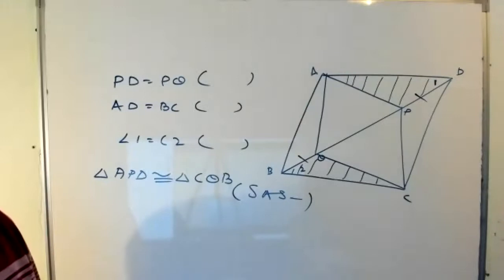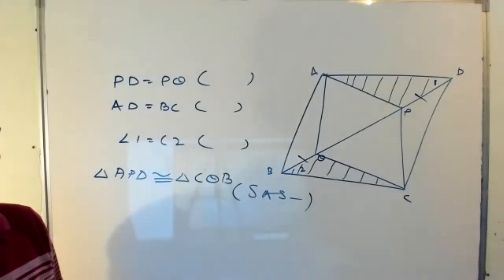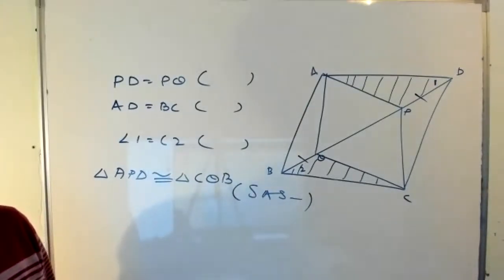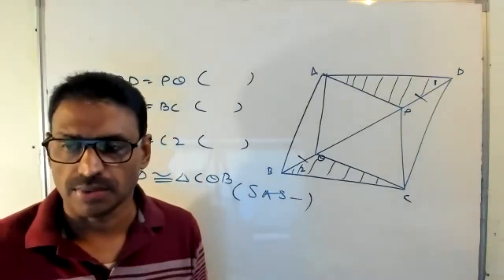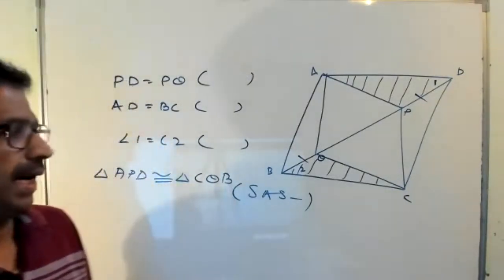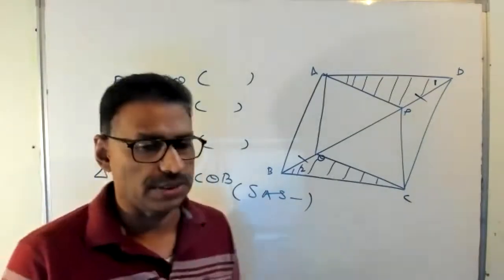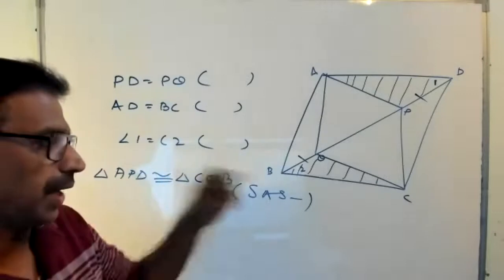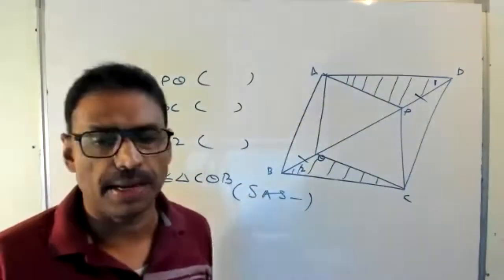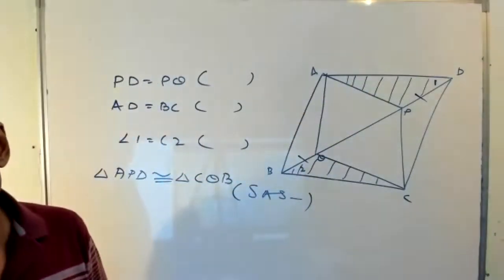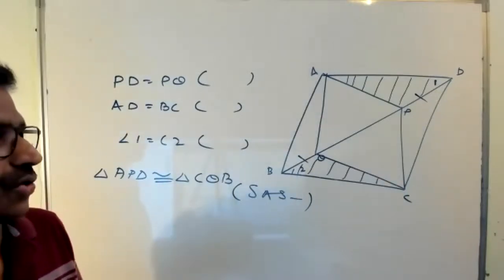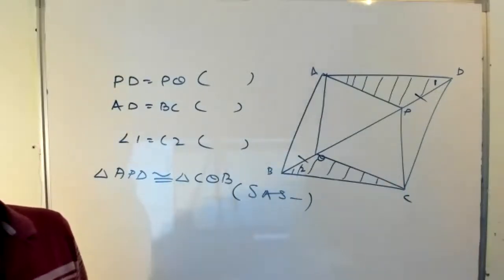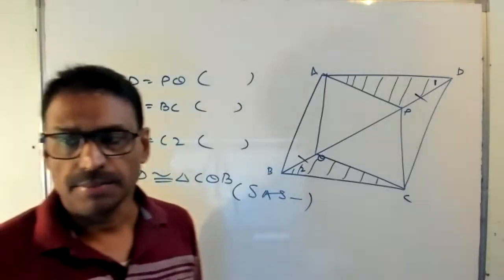Okay, CQB. First, side PD equal to BQ. Given, right? That is given. Yes or no? Yes, sir. AD equal to BC, opposite sides of parallelogram, right? Yes, sir. Then angle 1 equal to angle 2, alternate angles because the lines are parallel, right? Yes, sir. Therefore, these triangles are congruent by SAS congruency. Clear now?